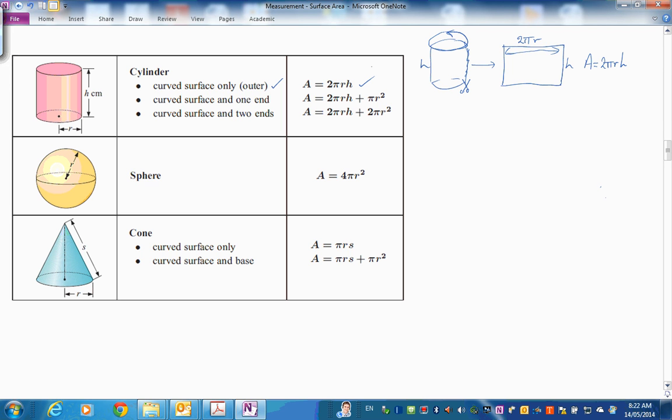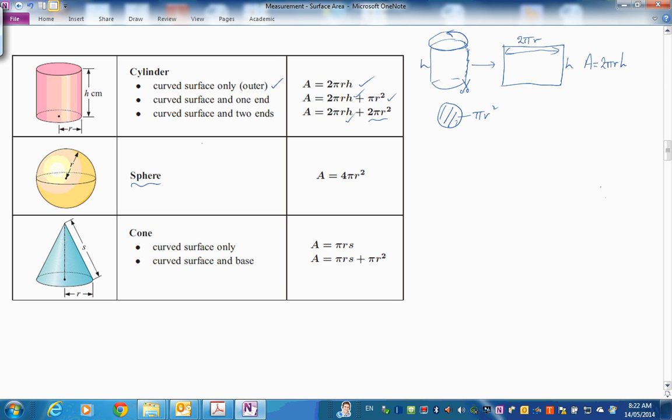And then if you're closing in just one end, you've got the curved surface and one end. If you close in two ends, you've got the curved surface and two ends, because the area of a circle from before, the circular end, is pi r squared. So we're just breaking everything down into all those exposed outside surfaces.